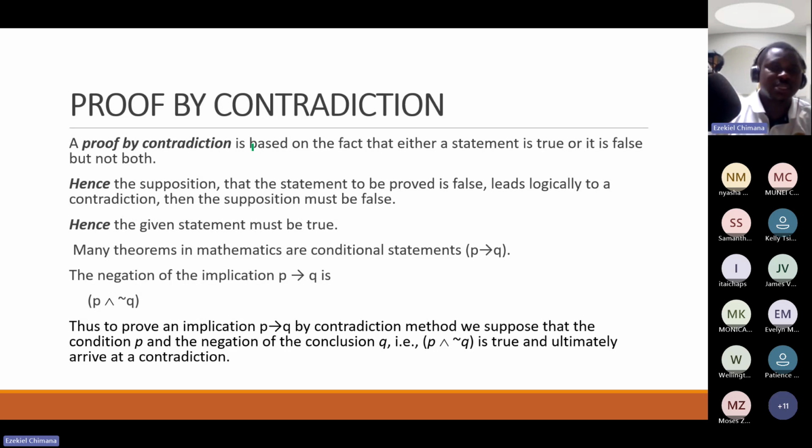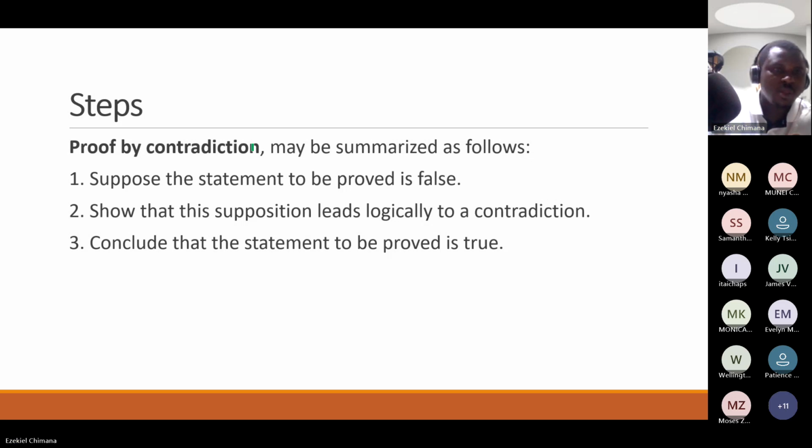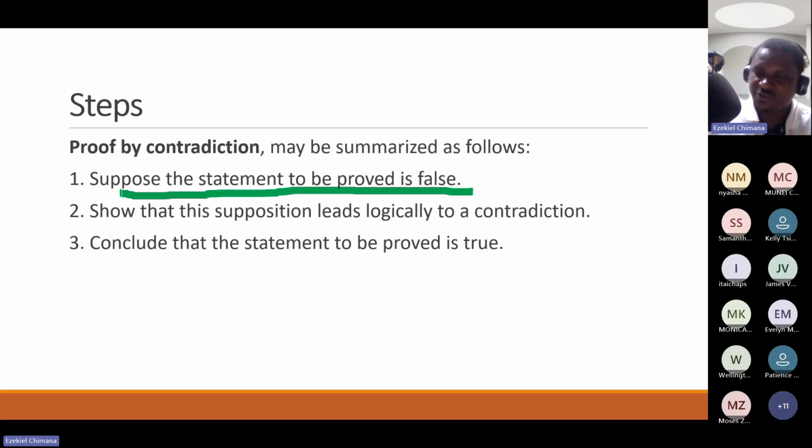That's proving by contradiction. The solution is to contradict the basic supposition. So proof by contradiction may be summarized as follows. Suppose the statement to be proved is false. That's the first thing. You suppose that the statement you want to prove is false, and then you show that this supposition leads logically to a contradiction. Then you conclude that the statement to be proved is actually true. As you have said it is true, but then I said it is false, but it leads to a contradiction, so it means that the given statement is true.